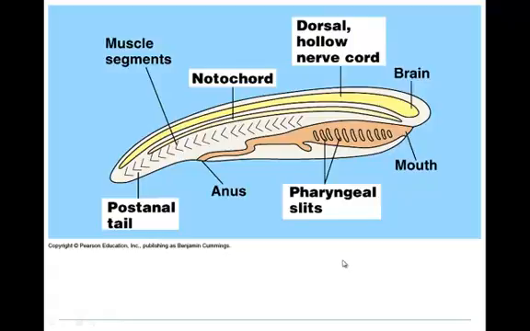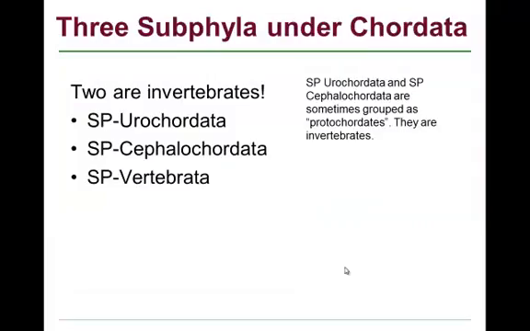Under phylum Chordata, the last phylum of the semester, because this is the last one and this is the one to which we belong, we're going to study it in more detail. So we're going to look at subphyla. Phyla, of course, is the plural of phylum. There's no such thing as phylums, so we say phyla. So the three subphyla under phylum Chordata are subphylum Urochordata, subphylum Cephalochordata, and subphylum Vertebrata.